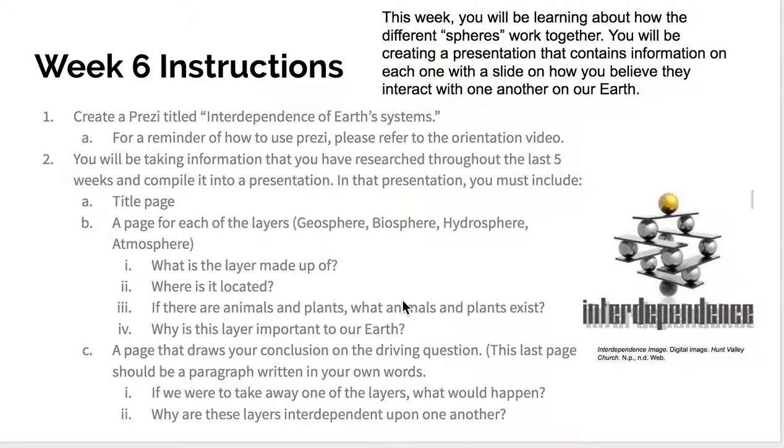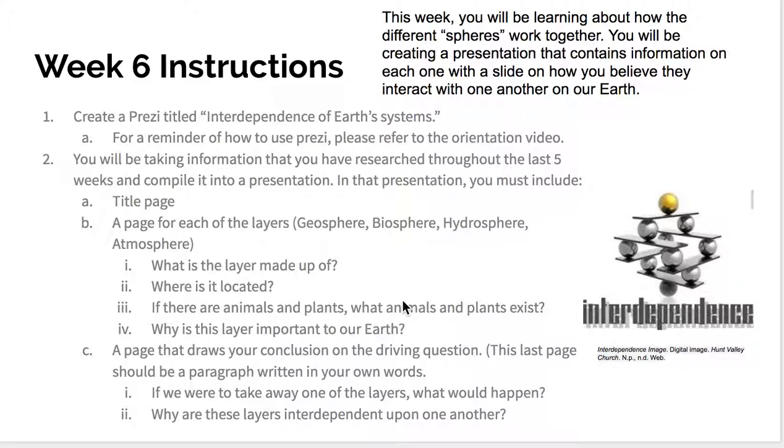Welcome back to week 6 of Earth Systems, which is grade 5 science. Over this unit, you've looked at the different layers of the Earth from the very middle of the Earth, which is going to be our geosphere, all the way up through the hydrosphere and the atmosphere, all the way into space. This week, we're going to be looking at how these different spheres, as we call them, work together.